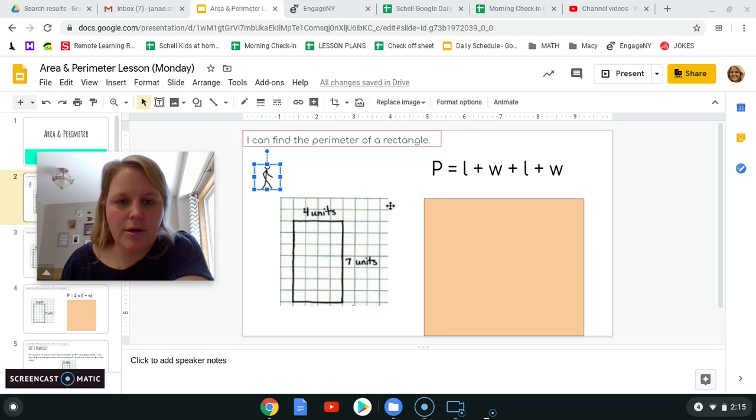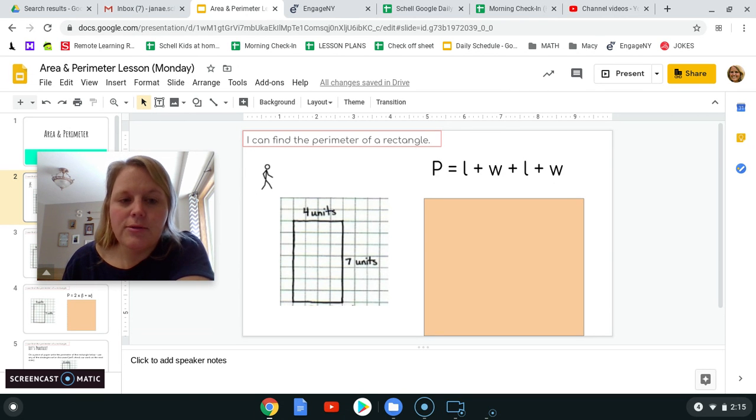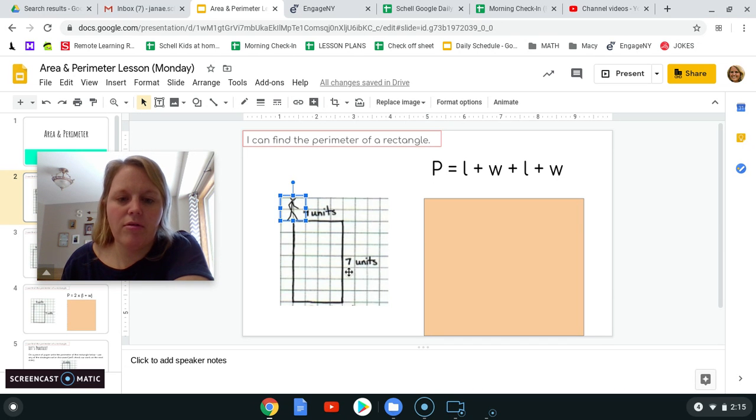So the first target I want to talk about is I can find the perimeter of a rectangle. Now, I've put this little person on here because some kids get confused with area and perimeter. So I always like to think about perimeter person as the person that wants to travel all the way around the outside of the shape. And so we need to figure out how far perimeter person has to go to travel on the outside of the shape.